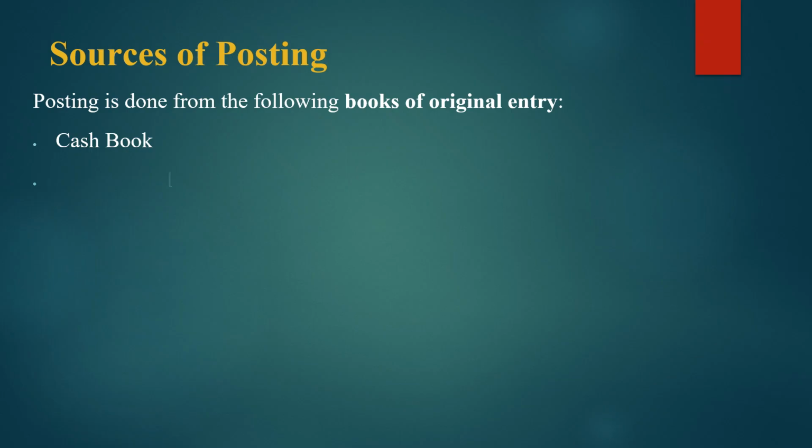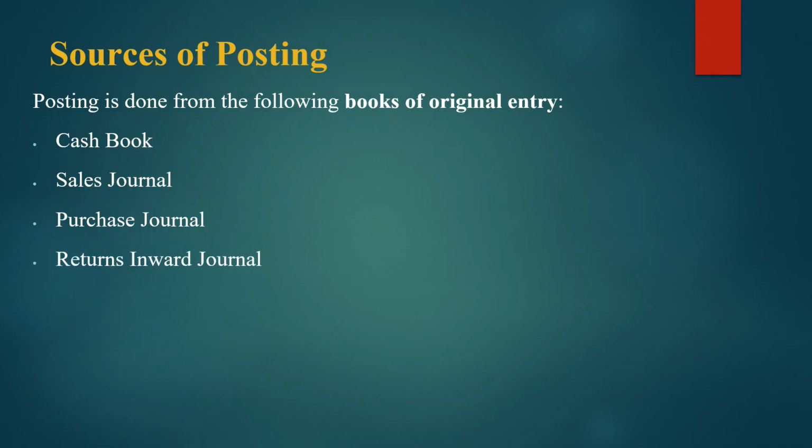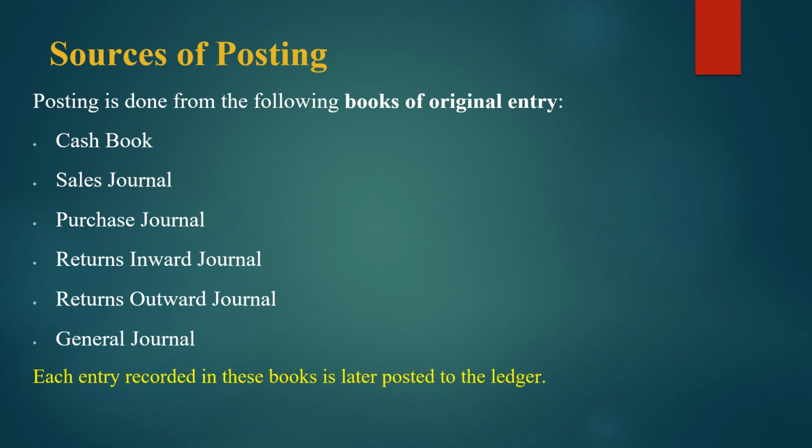Okay, so what else? We've got the sales journal, the purchase journal, the returns inward journal, the returns outward journal, and the general journal. You need to understand that each entry recorded in these books is later posted to the ledger. All these books are called books of original entry. Whatever entry is recorded in them must later be posted to the ledger.